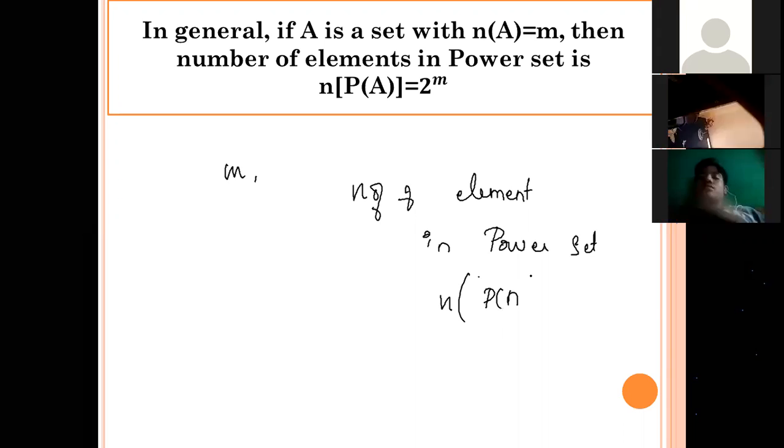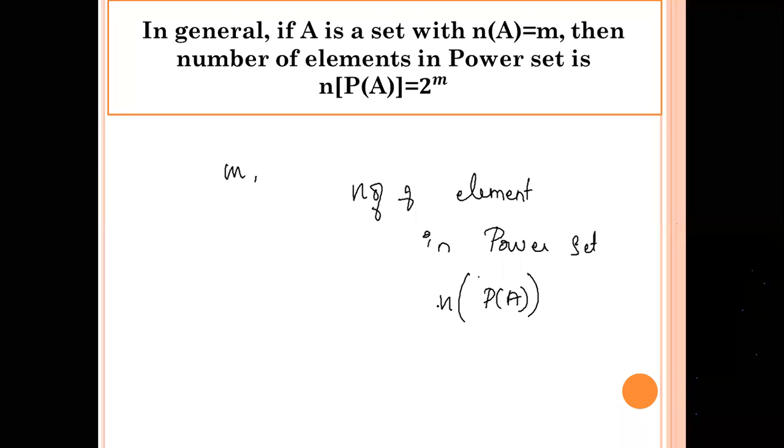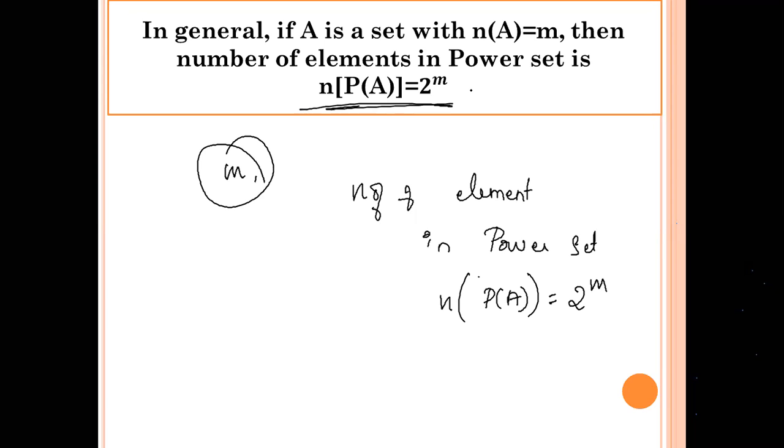When we have to find the number of elements, we write it as n of, and here since it is a power set, how we represent it, we are writing it as P of A. So the number of elements in the power set is nothing but 2 to the power m. Whatever the number of elements in set A, if you take 2 to the power of that, that many elements will be in the power set. Make a note of this, students.